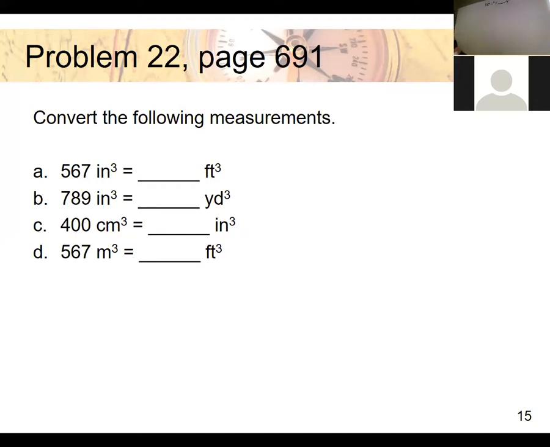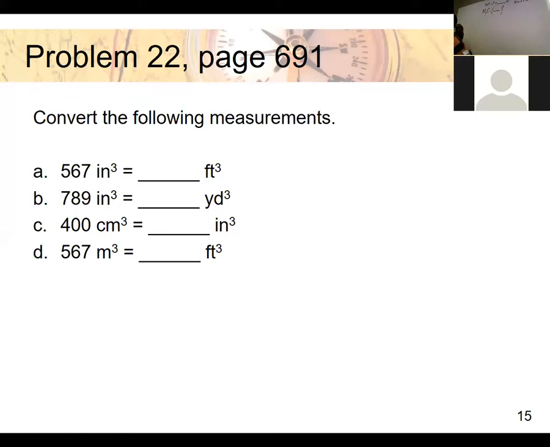Let's say I want to convert that into cubic feet. Okay, so I'm going to put the 567 cubic inches over 1. Now, I need a relationship for inches to feet. I do know this. It takes 12 inches for 1 foot. 12 inches make up a foot. But since it's cubed, I know I'm going to have to cube that as well.